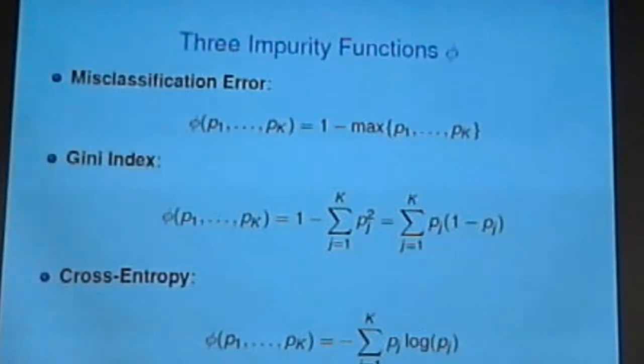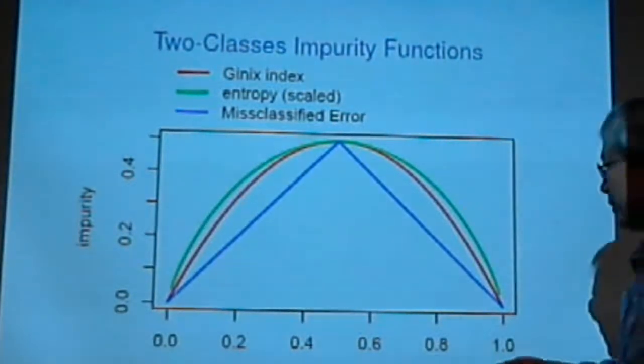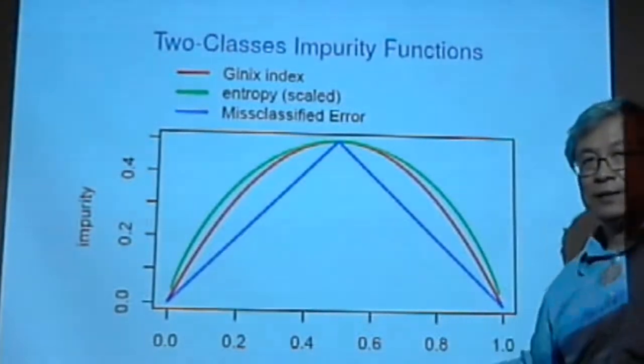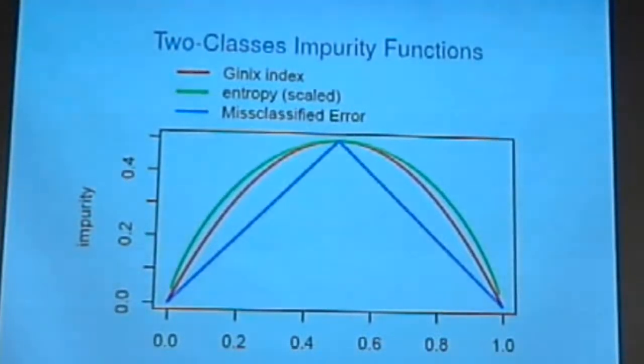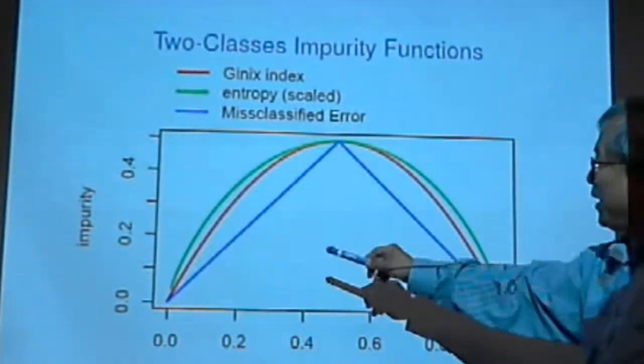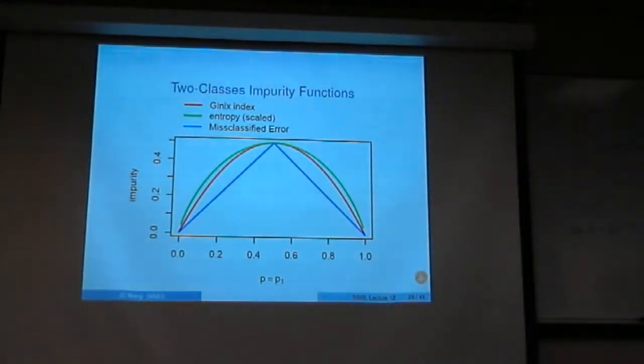Actually, I have plotted this impurity function when you have 2 classes on it. So here, suppose the P is P1 basis. This is the class probability for class number 1. Class number 2 will be 1 minus P, right? So basically, this is the result. Misclassified error basically is this triangular function.